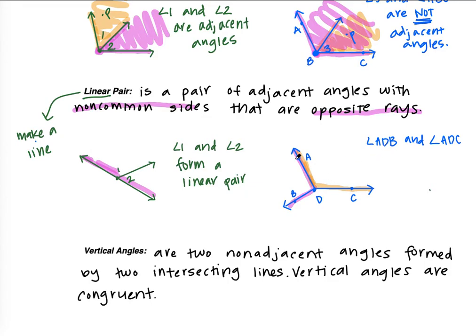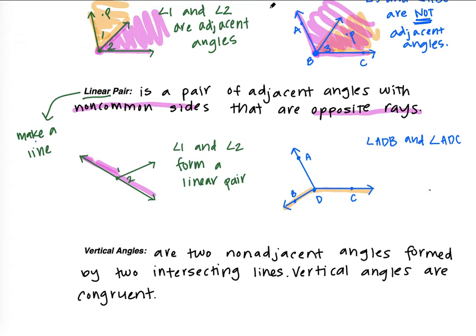So ADB and ADC share AD, right? That's the common side. So we need to look at the non-common sides. The non-common sides are BD and DC, right? So we need to check to see if they are opposite rays. They actually aren't opposite rays because they don't form a straight line. If these two rays would have formed one straight line, so like this one over here, see how it's straight, then these two rays would have been opposite rays, but it does not form a straight line.